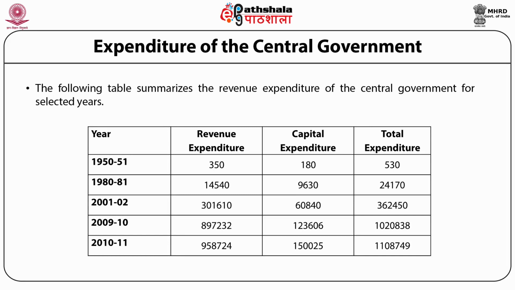Expenditure of the central government. The following table summarizes the revenue expenditure of the central government for the selected years. The years selected for this particular analysis are 1950-51 up to 2010-11. As can be seen from the table, the revenue expenditure in 1950-51 was 350 crores and the capital expenditure was 180 crores and the total expenditure was 530 crores.